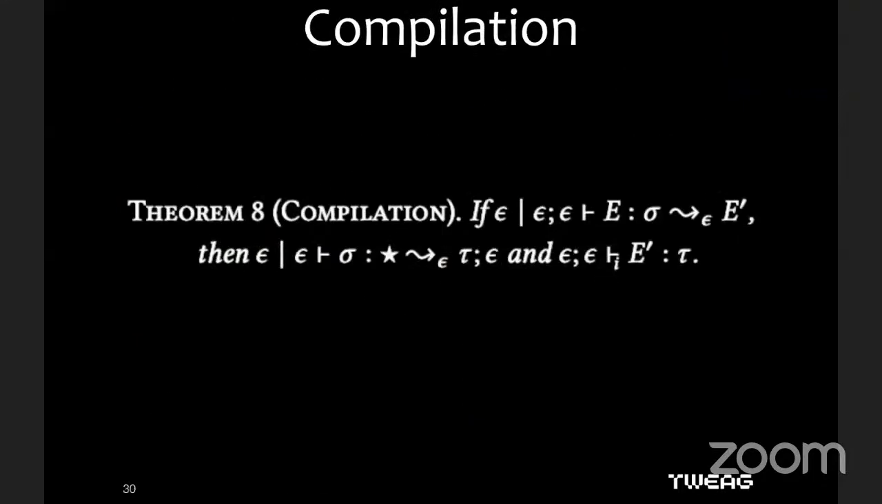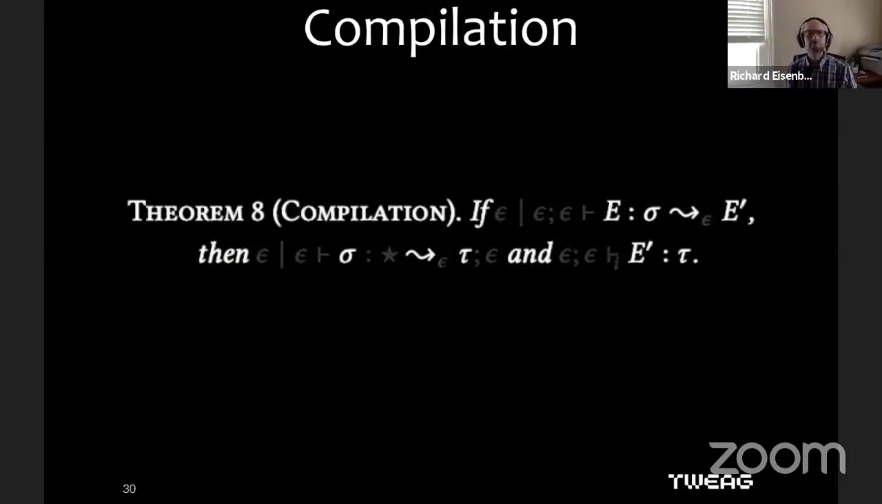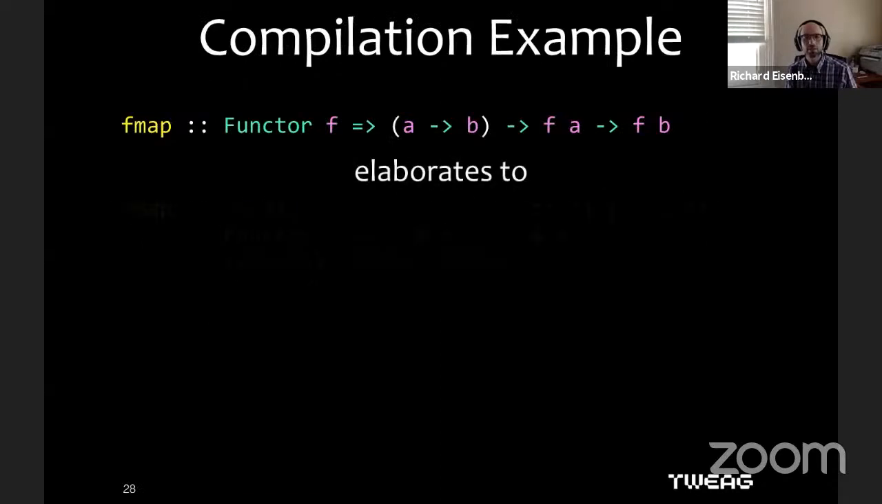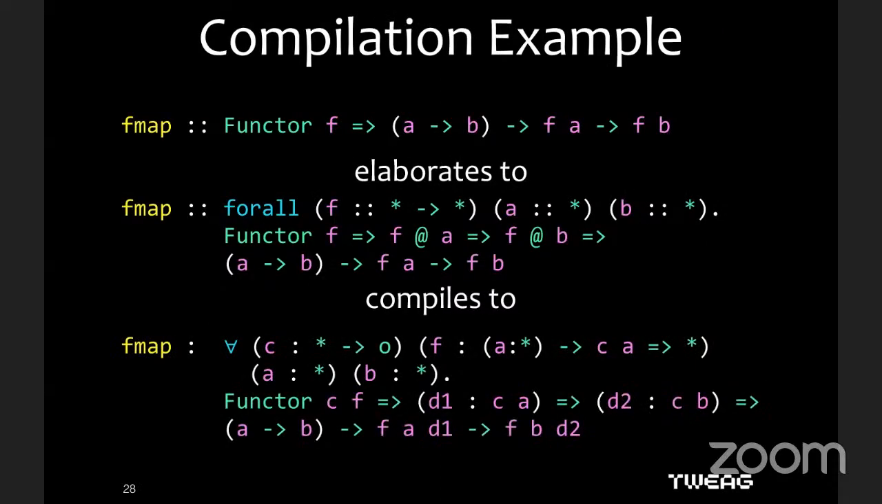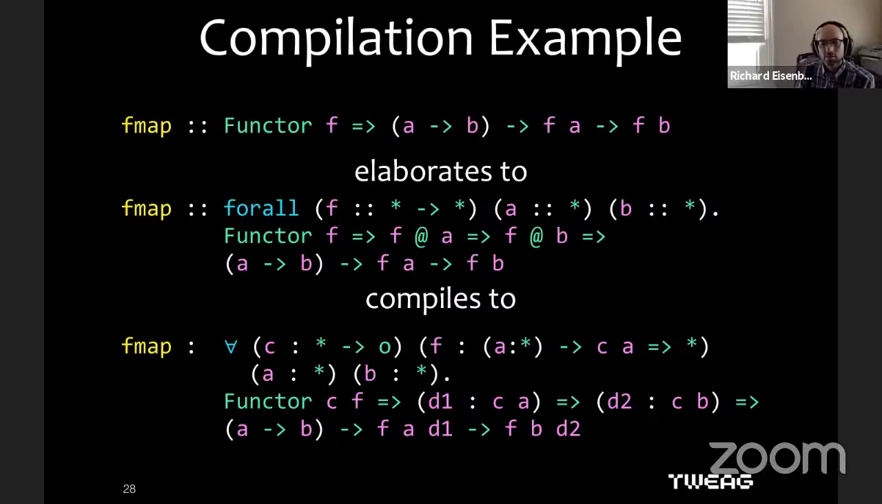Can I ask another question while we're on this slide? Yeah. Oh, no, but now I've moved on. Let me go back. Yes, please. The slide that we were on, which is that. So in the first type of fmap, in the elaboration, you introduced these extra constraints: f at a and f at b. Yes. Do we also need functor at f?